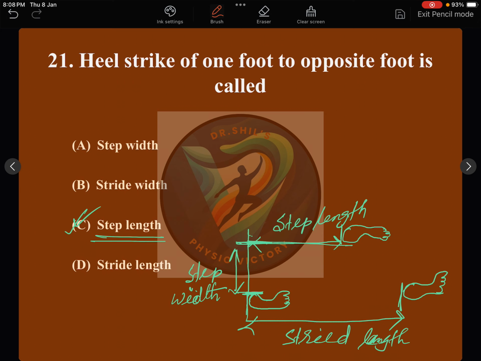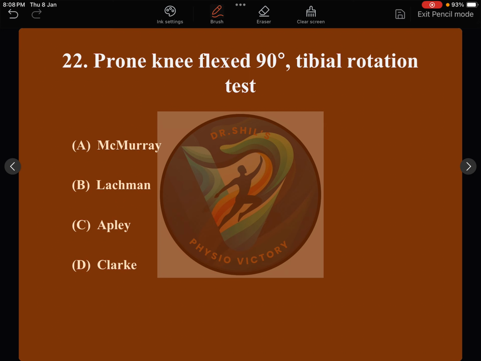Next come to question number 22. Prone, knee flexed 90 degrees with tibial rotation test. Option A McMurray, option B Lachman, option C Apley, and option D Clarke. Here the correct answer is option C, Apley's test or Apley's grinding test for meniscus.